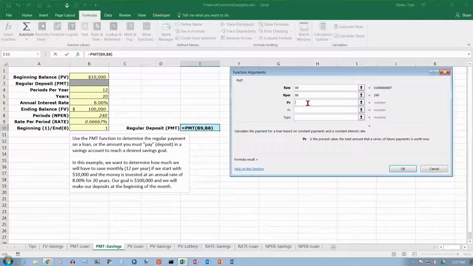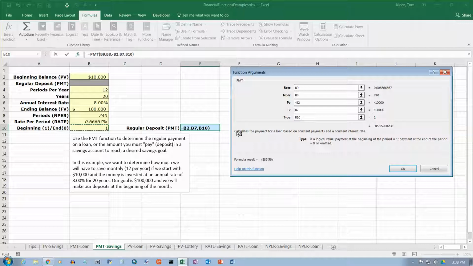The present value is how much you have already saved. And remember that this is a negative number because payments in these problems are always a negative number. You can always look at the amount that you put in the bank in a savings account as the sum of a bunch of payments. And if those numbers were negative, you're going to get a negative number. So we need to put a minus sign before we click on the present value or the beginning balance. The future value is 100,000, and the type is going to be the 1 down here in C10.